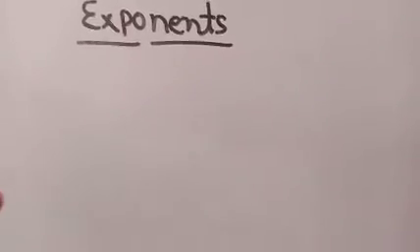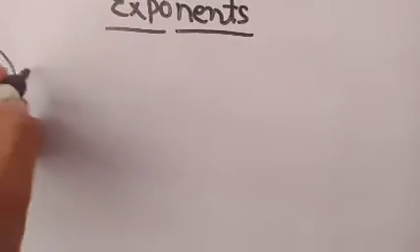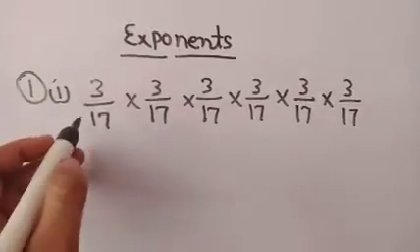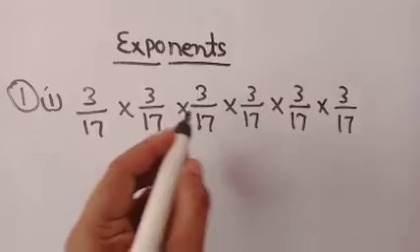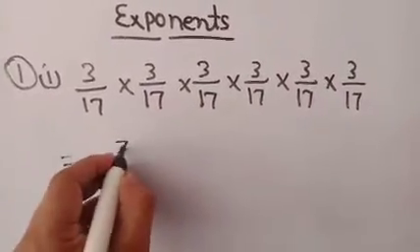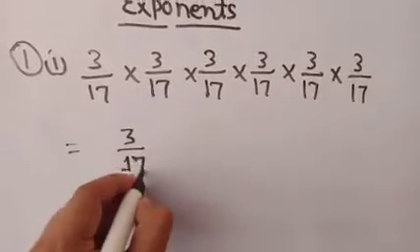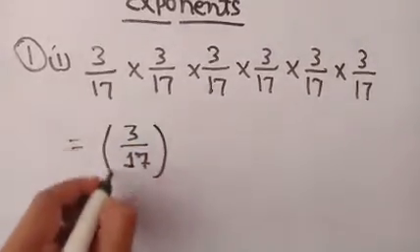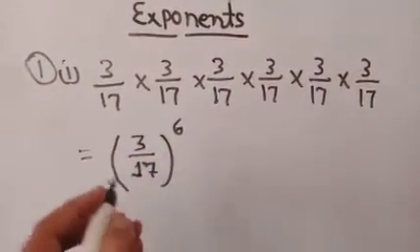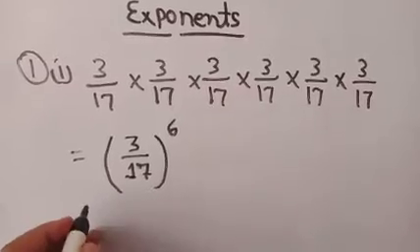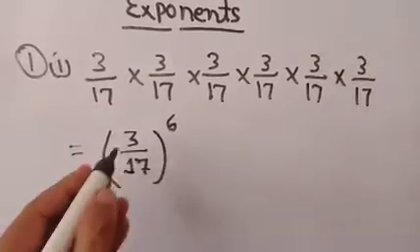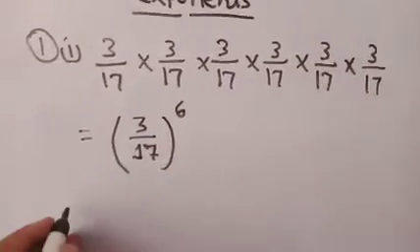Let us start some examples. Question number 1. Student, this is the first question: 3 upon 17 multiplied by 3 upon 17, 6 times. Then 3 upon 17 is called the base, and the number of repetitions, 1 2 3 4 5 6, is the power 6. So the exponential notation of this form is 3 by 17 raised to the power 6.